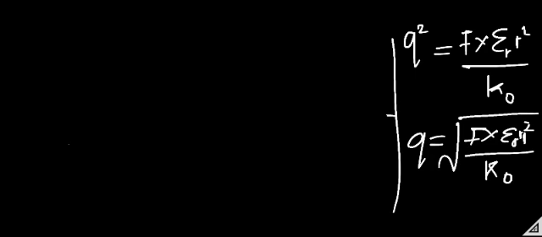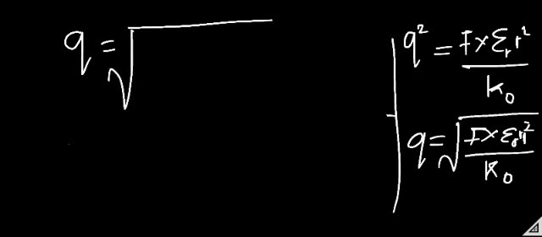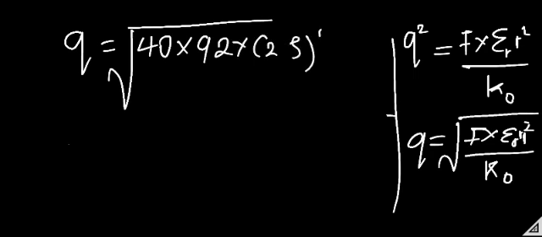When we do direct substitution here, we have our answer. Are we getting it now? Q will be equal to the root of, instead of me putting F here, I put 40. The value of S is 40. Instead of putting R square, I put 9 squared, because I am just substituting the values that are given in the question.